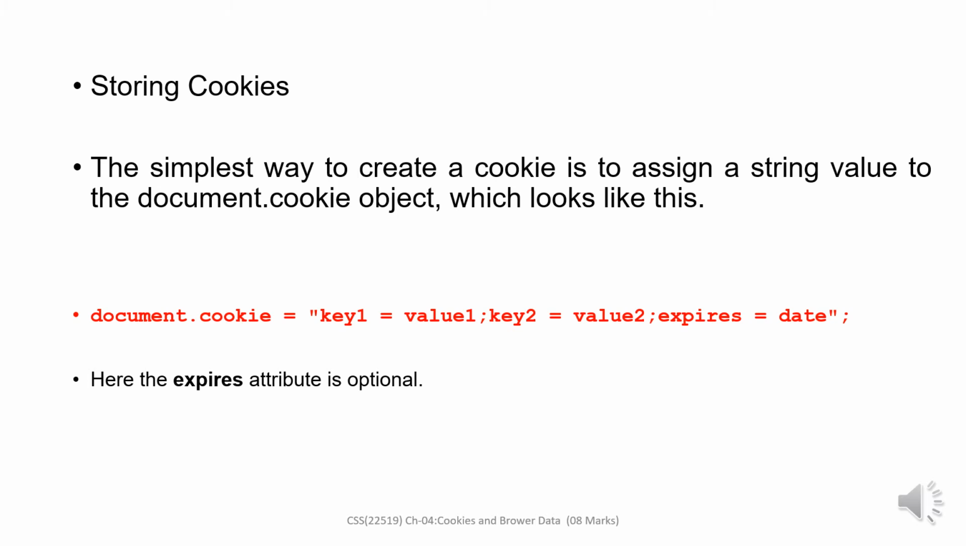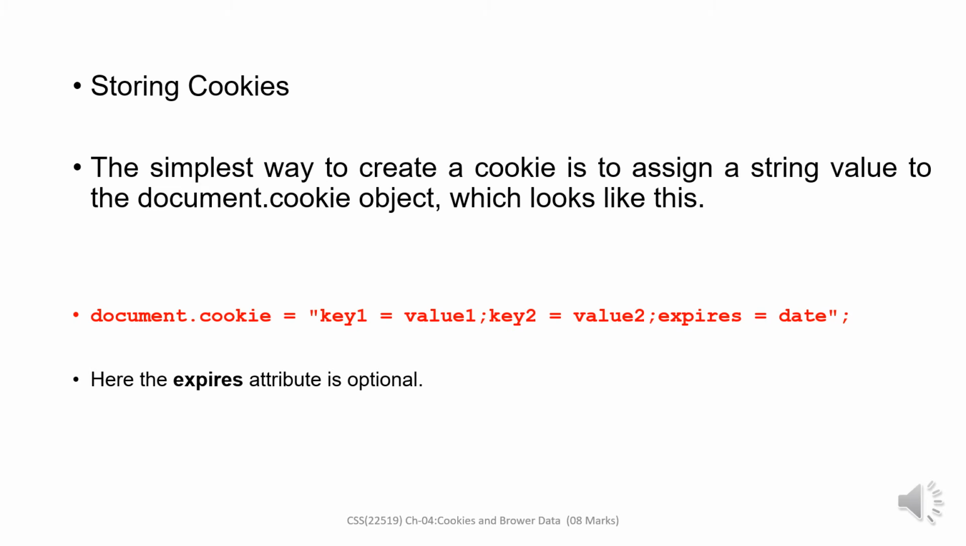Now we will see how to store cookies. The simplest way to create a cookie is to assign a string value to the document.cookie object, which looks like document.cookie = "key1=value1; key2=value2; expires=date". In this example, the expires attribute is optional. If we don't write expires, then it will expire when we close the browser.